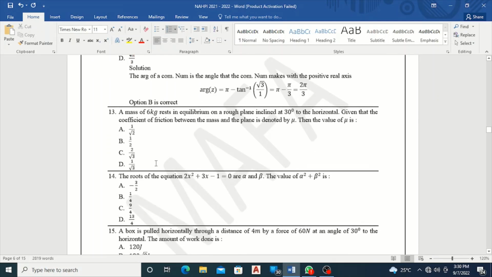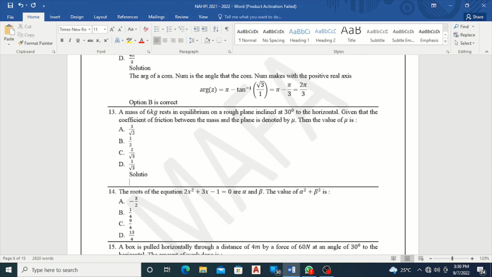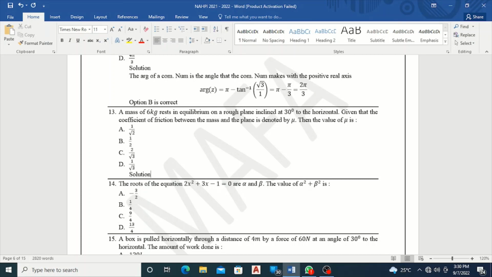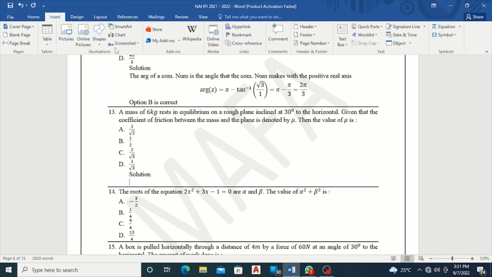Question 13. I have a little bit of constraints here because it requires me to draw, and anyways I'll just try my best. A mass of 6 kg rests in equilibrium on a rough plane inclined at 30 degrees to the horizontal. Given that the coefficient of friction between the mass and the plane is denoted by mu, the value of mu is... So guys, I'll just try my best.